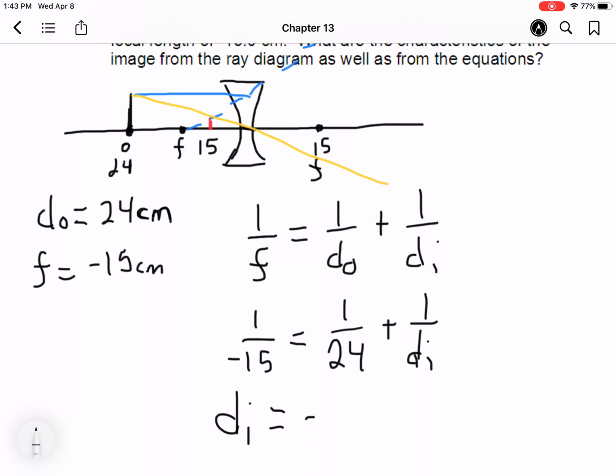So it's going to be negative 9.2, which makes sense, right? Because the image is going to be on the negative side. Remember, this is the negative side, and this is the positive side. So the image is on the negative side, and it's closer, right? So since it's closer, we're going to need a smaller image.